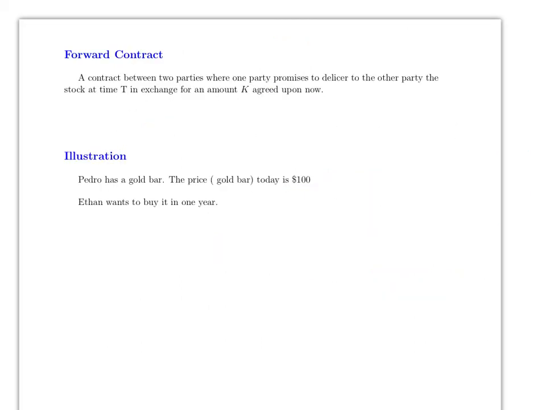All right, so now let's look at our first derivative, which is called a forward or a forward contract. So a forward contract is a contract between two parties, usually a buyer and a seller, where one party promises to deliver to the other party the stock, whatever stock he's selling, at time T in exchange for a specific amount. So they are agreeing to a price K right now, right?